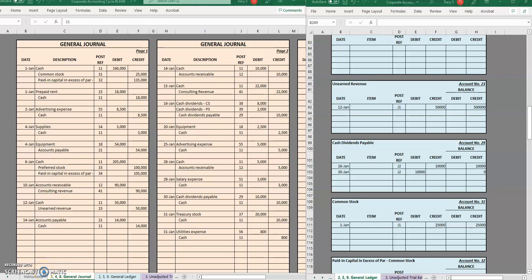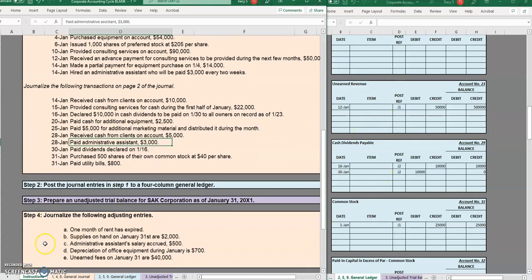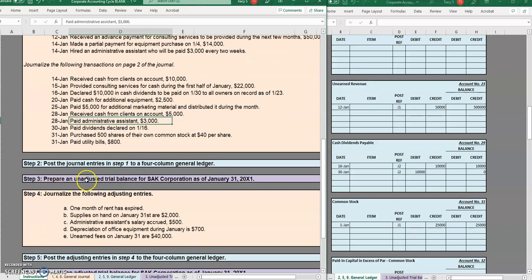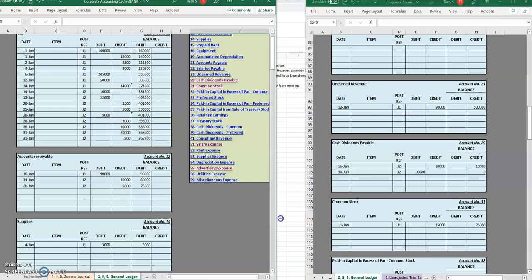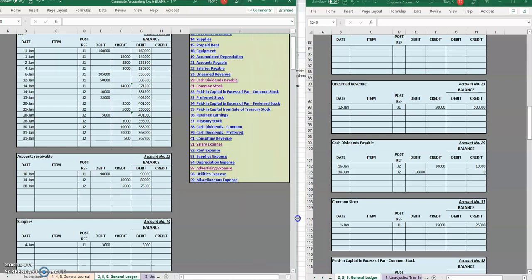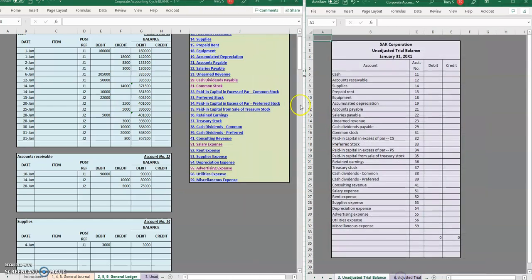All right, let's pick up where we left off. So we finished posting all of these journal entries to our general ledger. And now our next step in the instructions is going to be to prepare an unadjusted trial balance. So this video should be relatively short. What we're going to need is the general ledger. And then we are also going to need the unadjusted trial balance here.